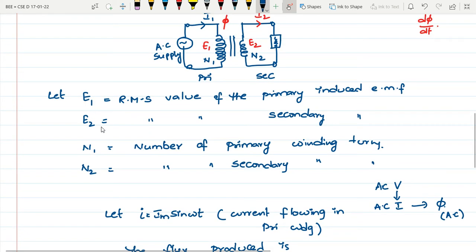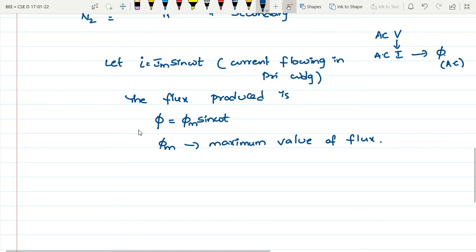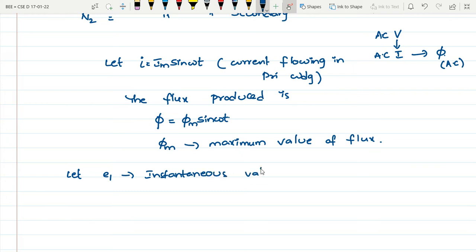I have E1 and E2. These are RMS values. Now what I am going to do is assume the instantaneous values of the induced EMF. Let e1 be the instantaneous value of the induced EMF in the primary, and in the same way e2 is the instantaneous value of the induced EMF in the secondary.